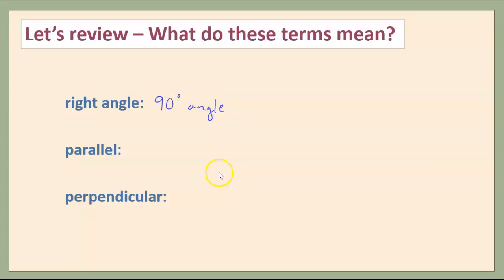How about parallel? Do you remember what the word parallel means? You might remember that it is 2 lines that never intersect. Or you might also remember it has something to do with slope. What slope did parallel lines have? Parallel lines have the same slope, but different y-intercepts.